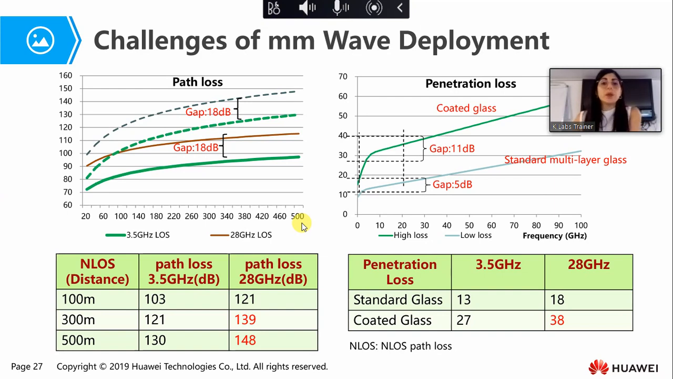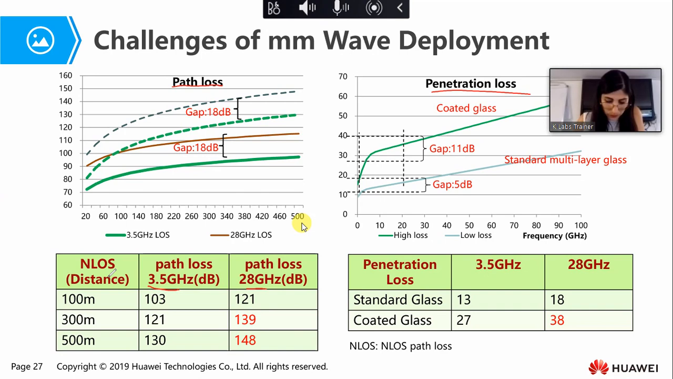And here we can see the disadvantages, the challenges that we have at the millimeter wave. So in here we have basically two charts. One is showing us the path loss, and the other one is showing us the penetration loss. For the path loss, we can see from here the difference when we work at 3.5 gigahertz and when we work at 28 gigahertz.